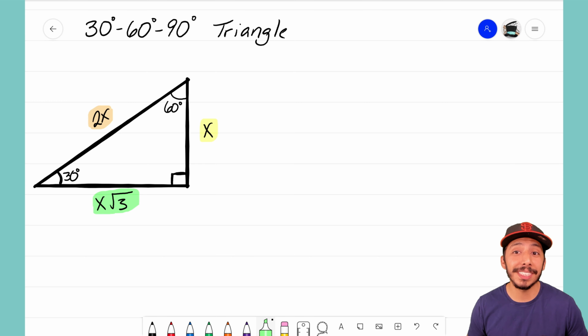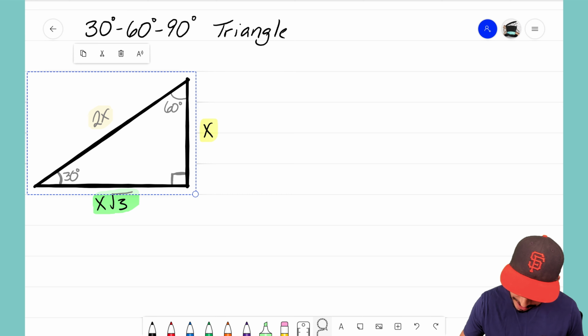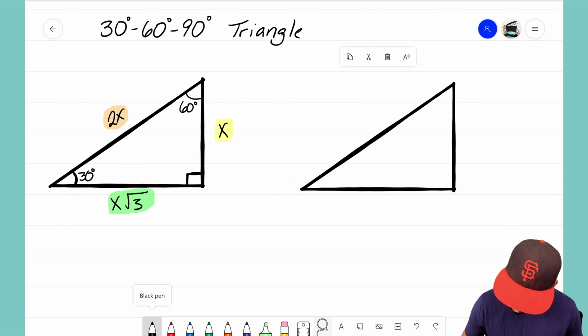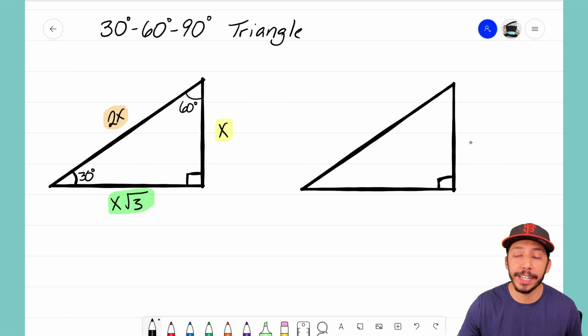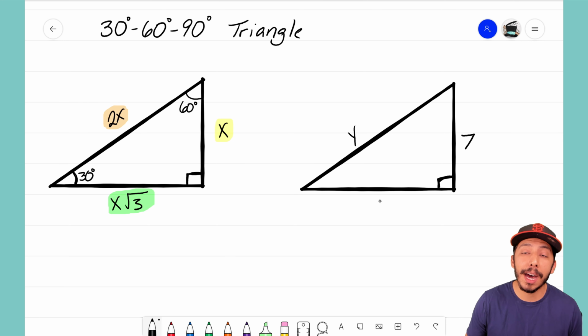Now let me show you how we can use this very quickly to solve for some unknown sides of a right triangle. I'm going to take this triangle and copy it over here to the right so I can use it for this example. So let's say I have this right triangle here, and I know that this side over here, my short side, is 7. And the question asks you to solve for the missing hypotenuse, which is y, and the missing long leg here, which is x.